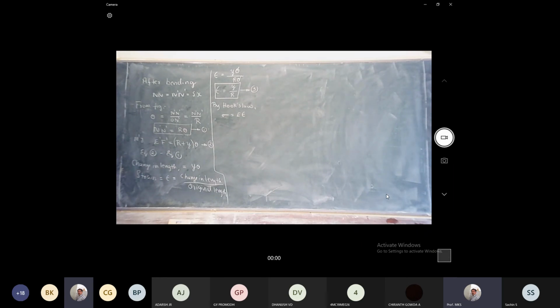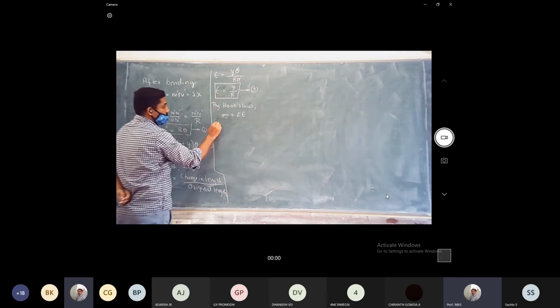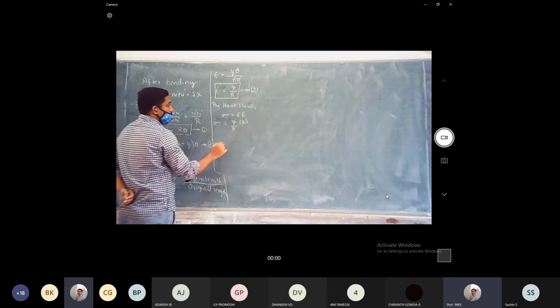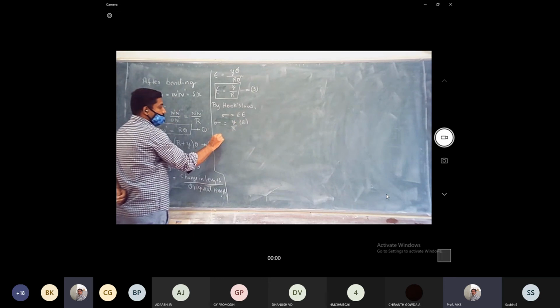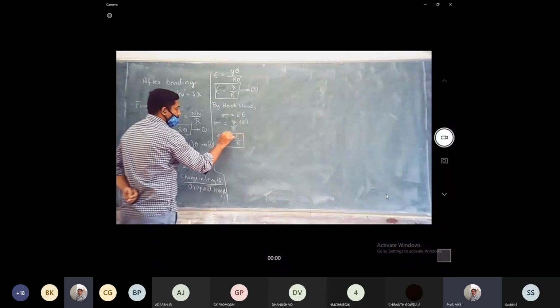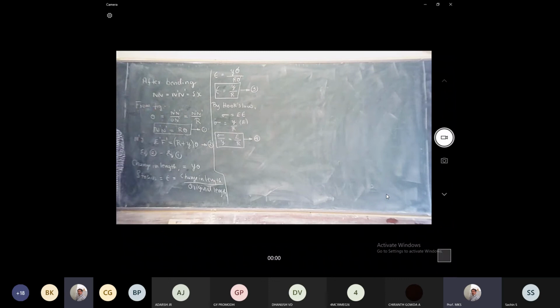So by equation 3, you just substitute. Epsilon is given by y by r. Therefore, sigma will be equal to y by r into E. Or you just rearrange, sigma by y will be equal to E by r. Call this equation 4. Sigma by y is equal to E by r.